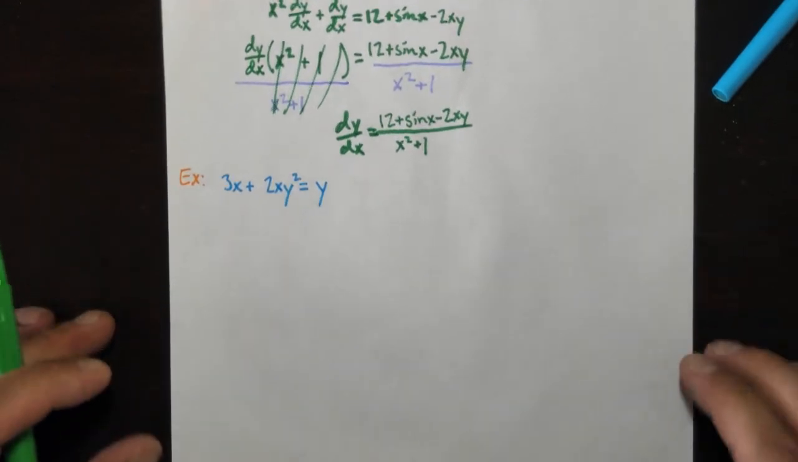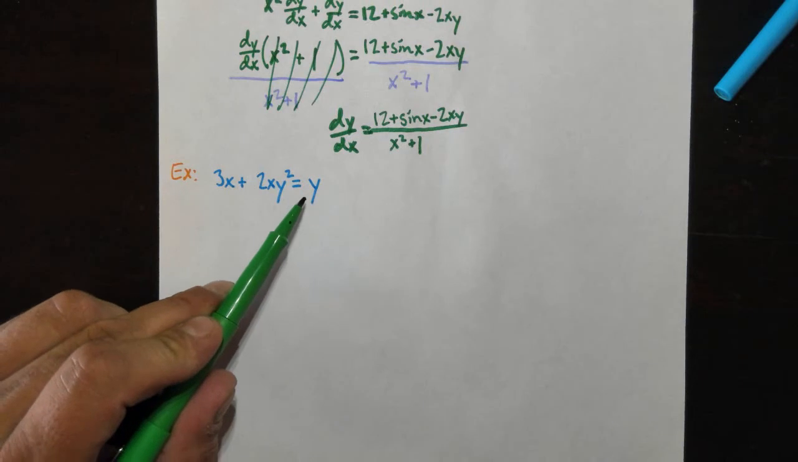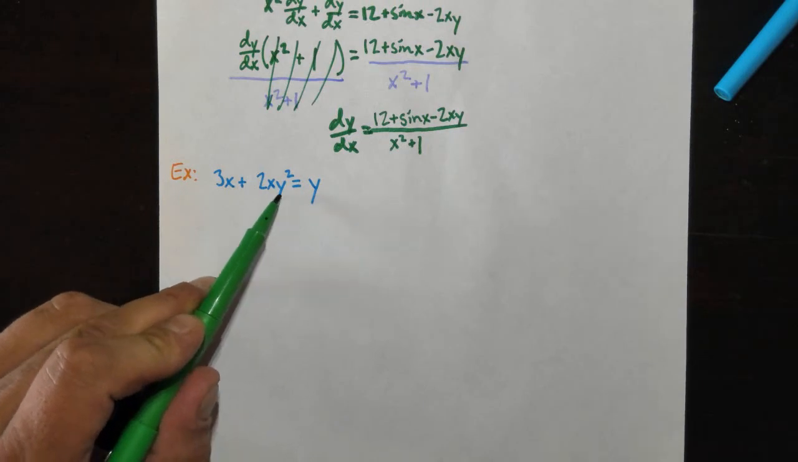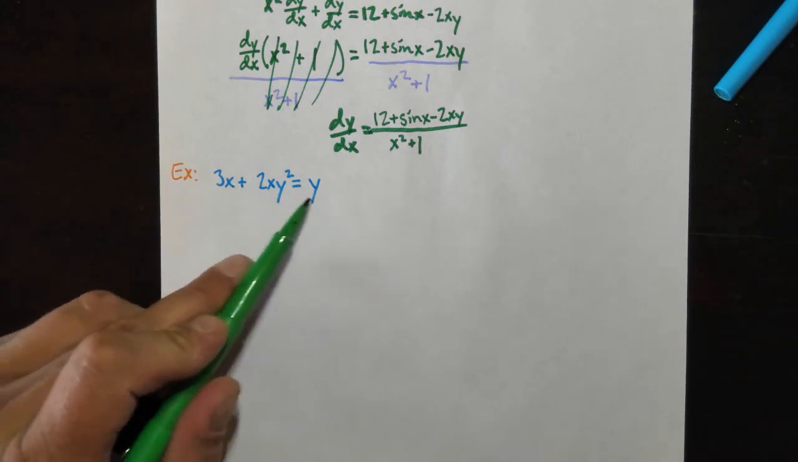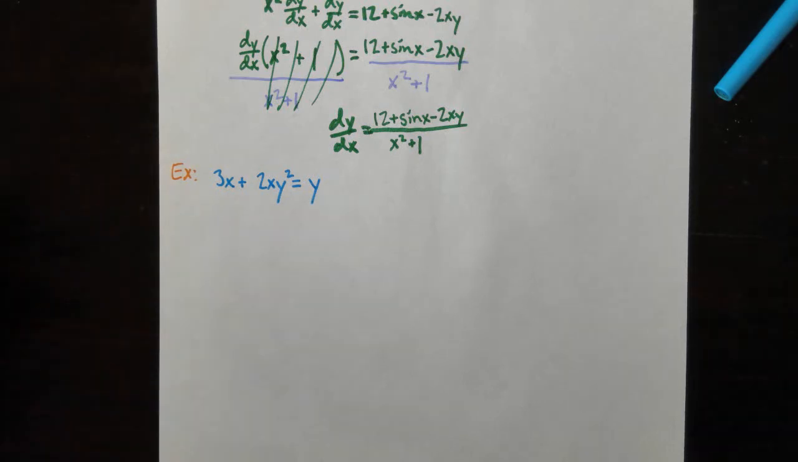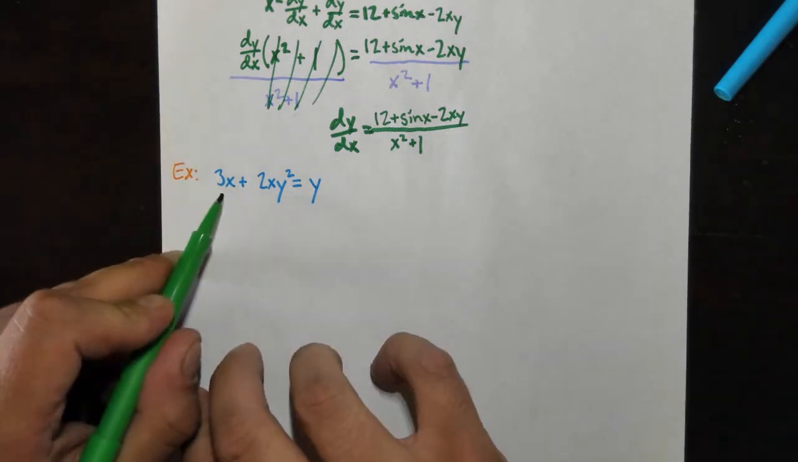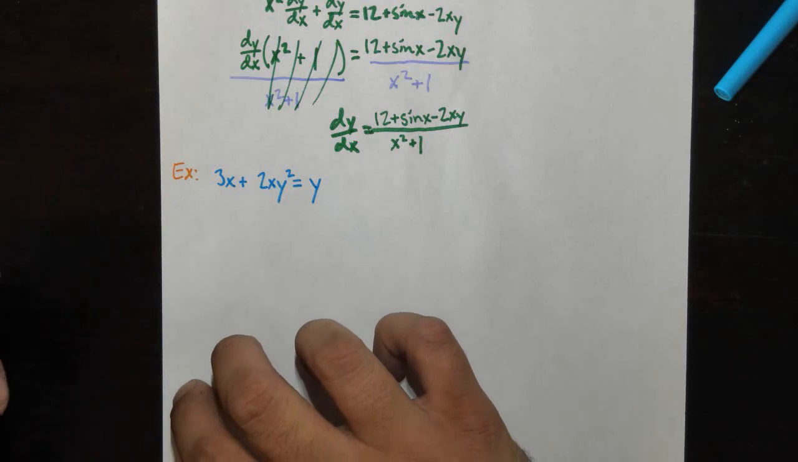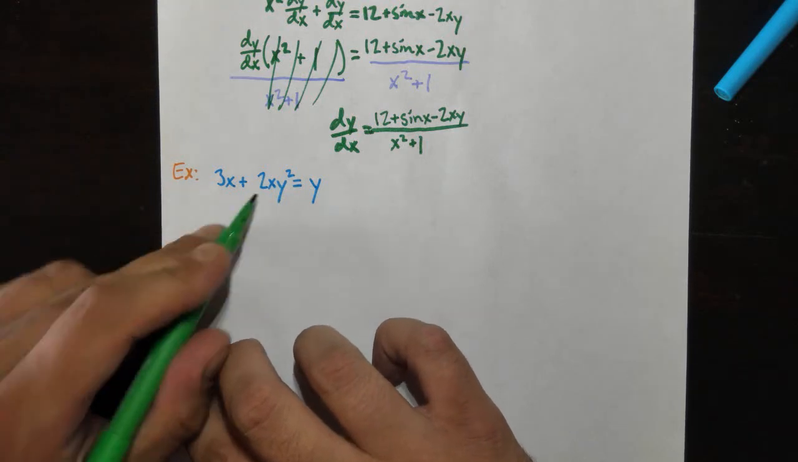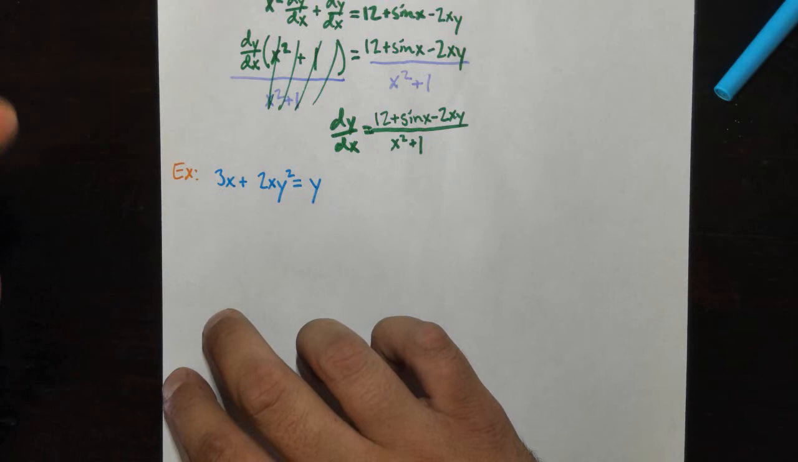So this one, y is defined by itself, but notice that y is not alone. So again, we'll have to use implicit differentiation. So let's go ahead and find the derivative of these terms. So the derivative of 3x is just 3.